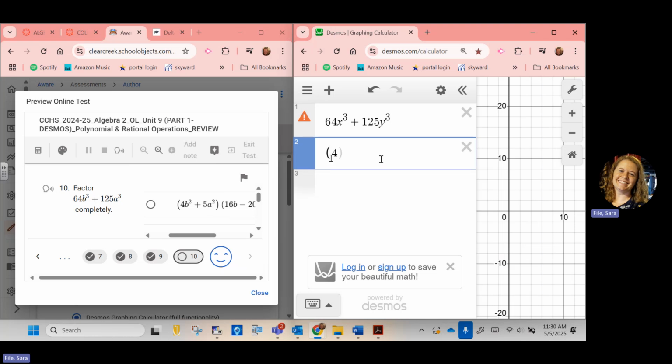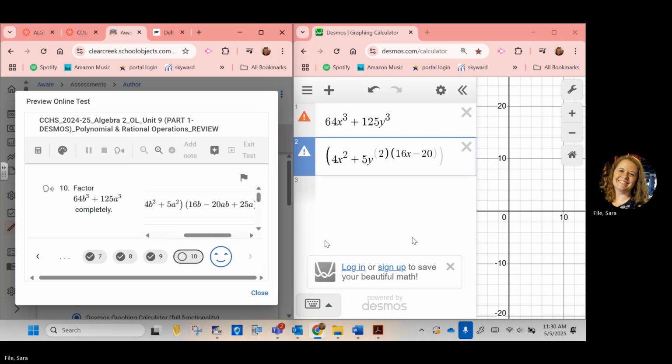So I used X for B and Y for A. Right, there we go.